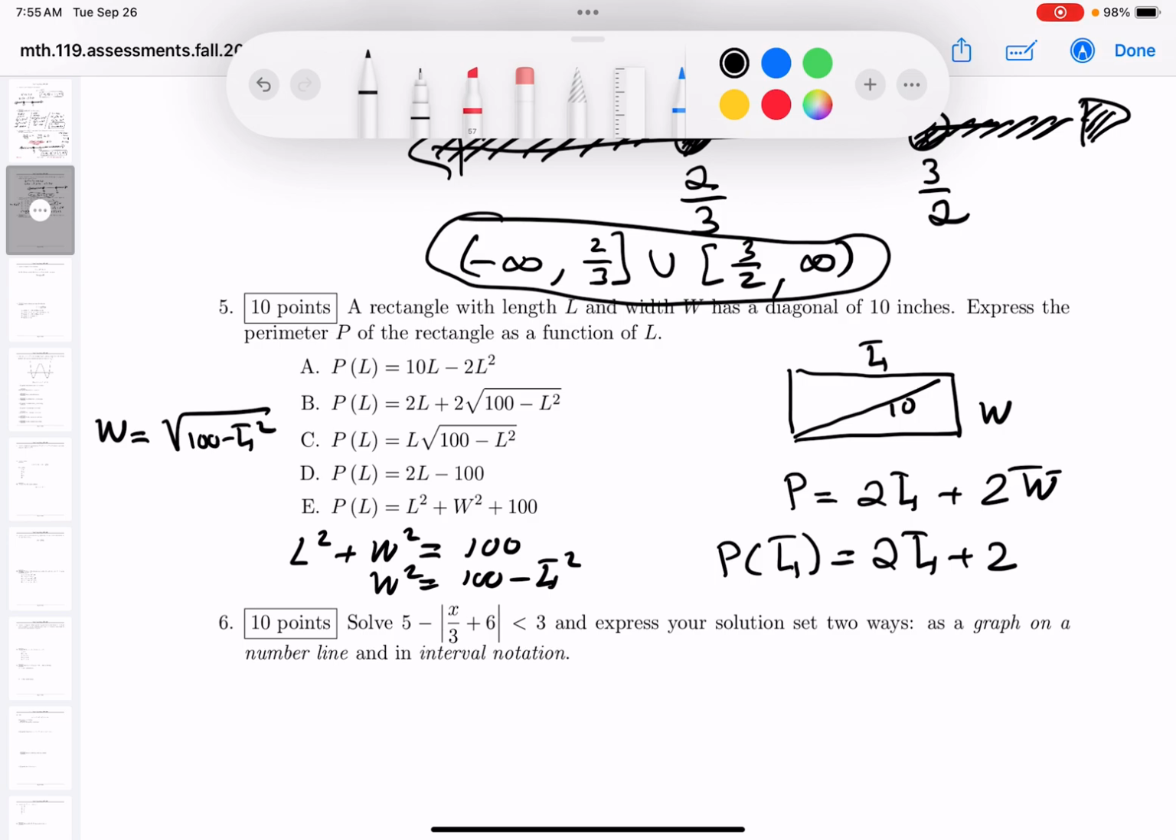So this is multiple choice. We're not really looking at your work, but we are looking at your choice, by the way. Now I'm looking for that choice over here. What am I looking for? I'm looking for P(L) equals 2L plus 2 times, well, I see it right now. Where do I see it? Right over here, right? The perimeter as a function of the length is twice the length plus 2 times the root of the quantity 100 minus L squared.